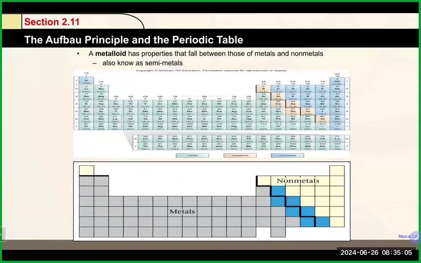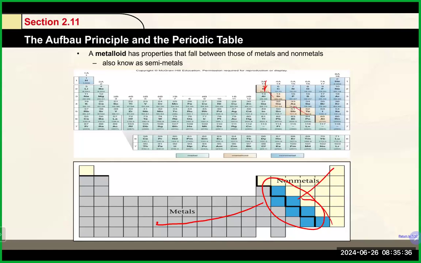Metalloids, or semi-metals as they're known, are that staircase, and you can see sometimes boron's included, coming down as a staircase to the bottom. What are metalloids? Well, you can see that they are to the right of metals and to the left of nonmetals. So our semi-metals on the staircase will have properties pretty much similar to both sides.